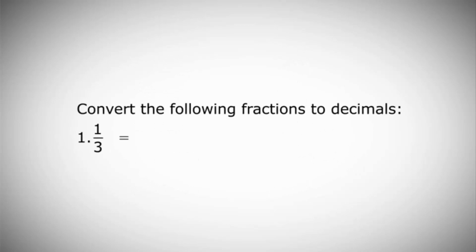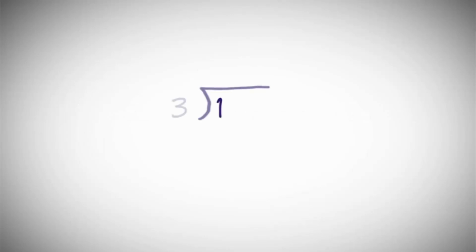The first one asks us to convert the following fraction to a decimal. We have the number 1/3. In order to convert 1/3 to a decimal, we want to divide 3 into 1. Now, many of you will notice that 3 does not go into 1 any times. So the first number that you're going to put down in that long division problem is 0.